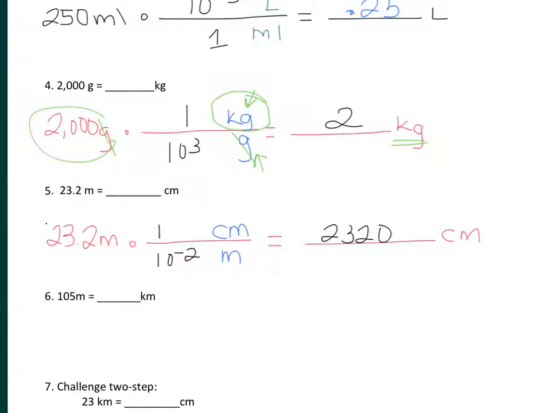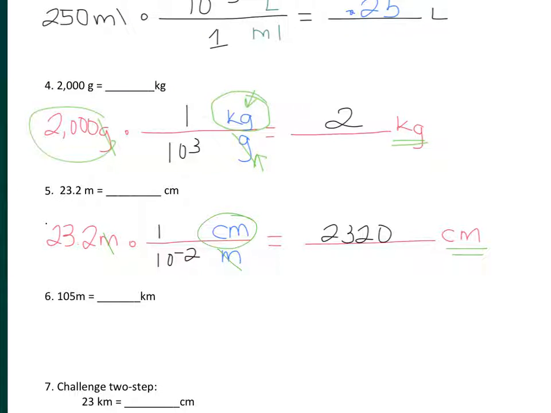Now for number 5, we can check our units in the same way again. I start with meters, and I want to end up in centimeters. So meters cancel with meters. I'm left with centimeters on top. Great. All right, now my conversion factor seems a bit odd. I have 1 centimeter and then 10 to the negative second meters.